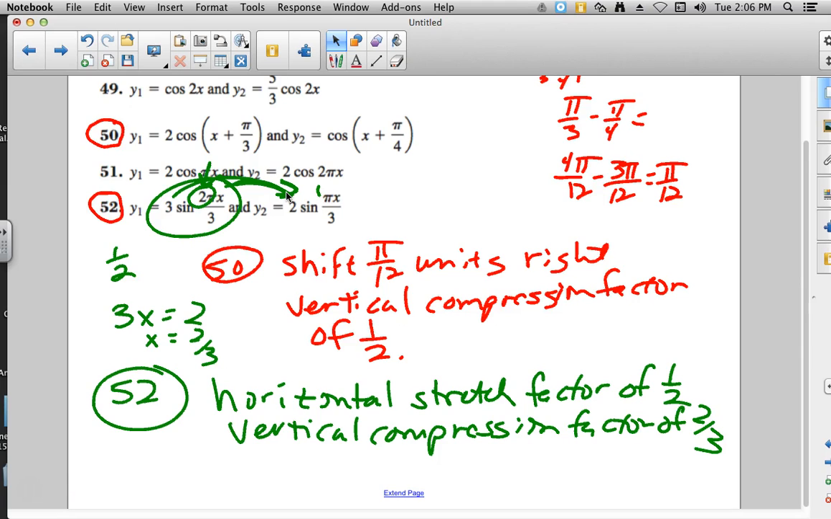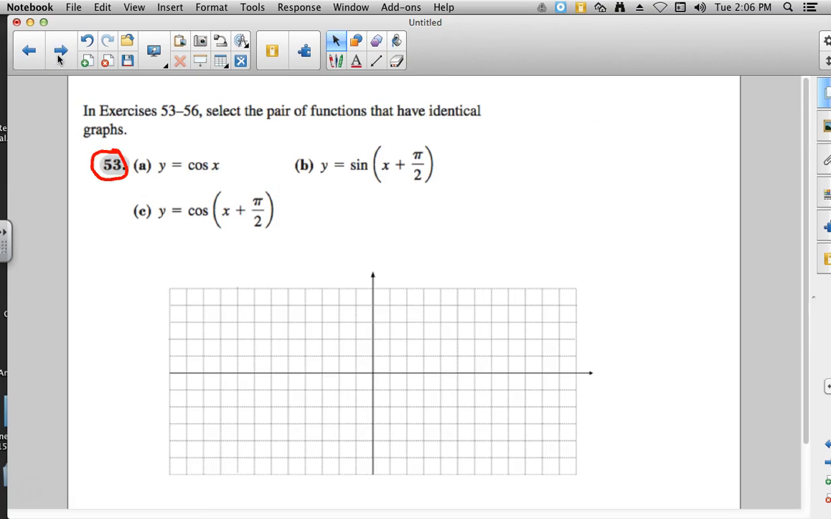So those are the 2 pieces that would give us the numbers that we need in number 52. So again, you wouldn't have to use anything graphically if you didn't want to. It does help with the visuals, but this one would be really messy if you went ahead to do that. Then number 53 says, select the pair of functions that have identical graphs. And the good news on this one is that we've just got cosine there, so we can do this one graphically. So I'm just going to go ahead and put our standards on here.